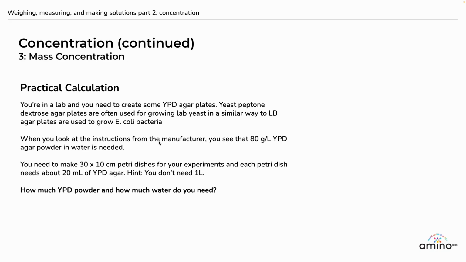When you look at the instructions from the manufacturer, you see that 80 grams per liter YPD agar powder in water is needed. So this is the mass concentration that you need to achieve to make good YPD agar plates. Now, you need to make 30 petri dishes of the 10 centimeter diameter for your experiments. And each petri dish needs about 20 mils of YPD agar.